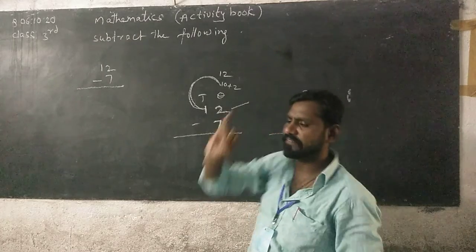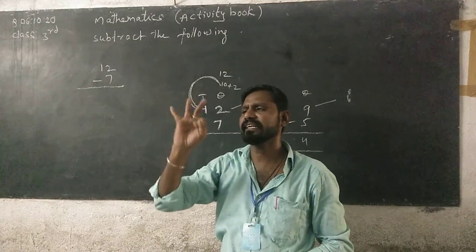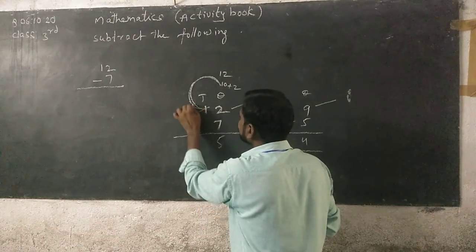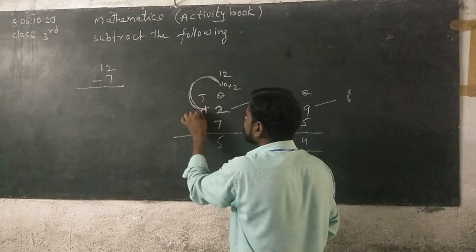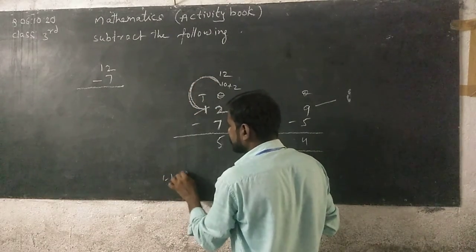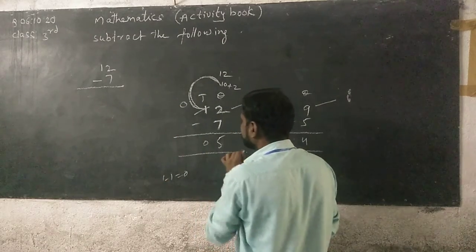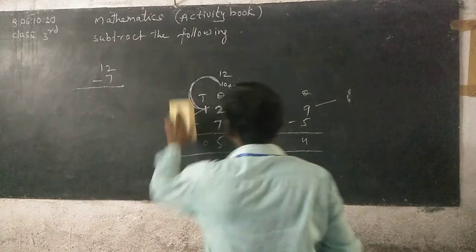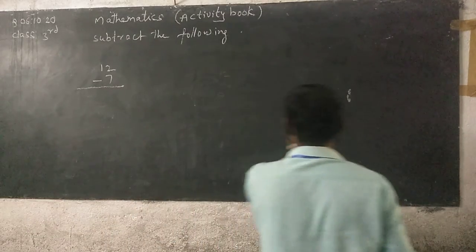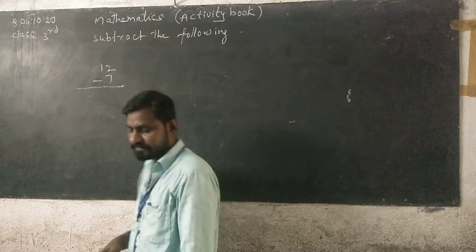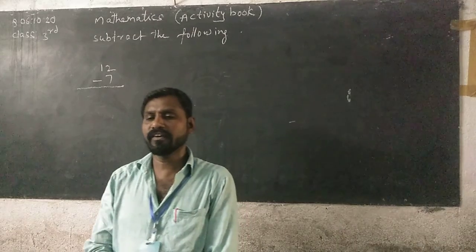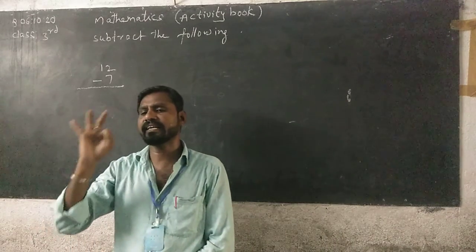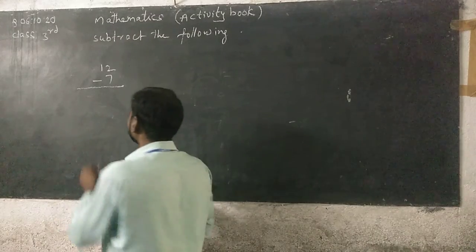You count 7, after that 8, 9, 10, 11, 12: 5. Now 1 has lent 10, so it is left with 0. 1 minus 1, you get 0. So 0, 5. 0, 5 means 5. So here you can also do it without borrowing, directly, only 12 minus 7. 12 minus 7 means you count after 7: 8, 9, 10, 11, 12. What do we get, beta? 5.